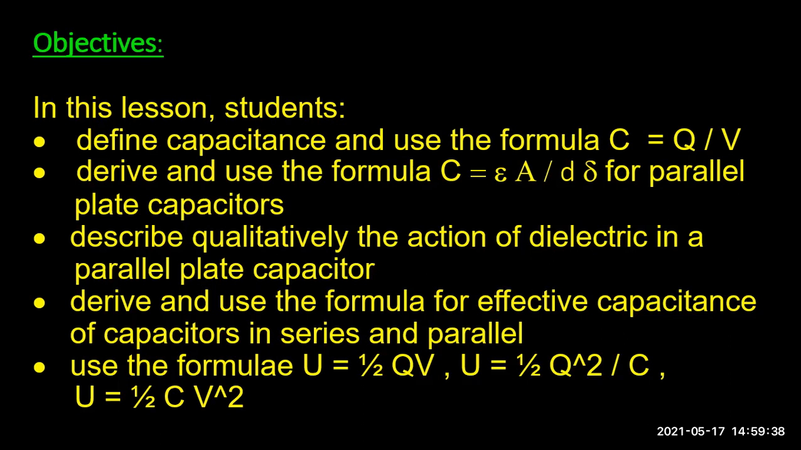Objective number 4, derive the use of the formula for effective capacitance of capacitors in series and in parallel arrangement. And the last objective is to use the formula U equal to 1 over 2 QV, or U equal to 1 over 2 Q squared over C, and lastly, U equal to 1 over 2 CV squared.